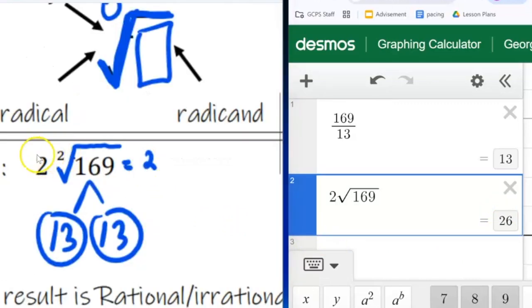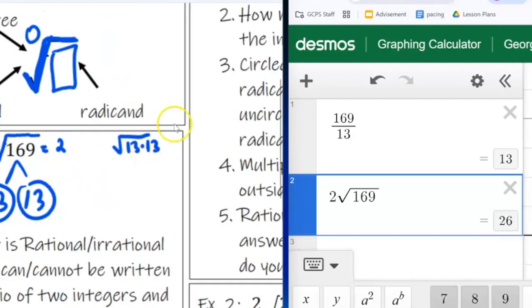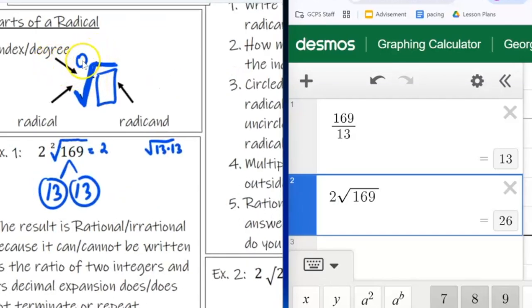So I'm going to write what's outside, 2, leave a space, and then write square root of, and instead of 169, my prime factorization, which is 13 times 13. Now the question you need to ask yourself is, how many make a book? Determine the index. Remember the index is right over here. This number is going to tell you how many cards make a book. So how many cards make a book? 2 cards make a book, which means I should be taking out 2 numbers. That's going to make how many books?